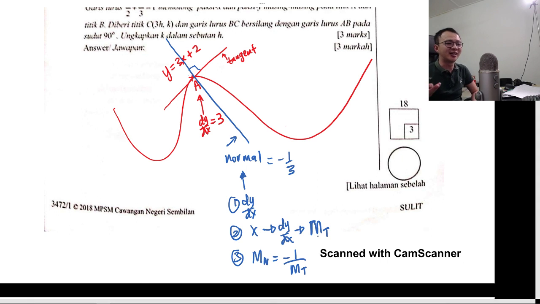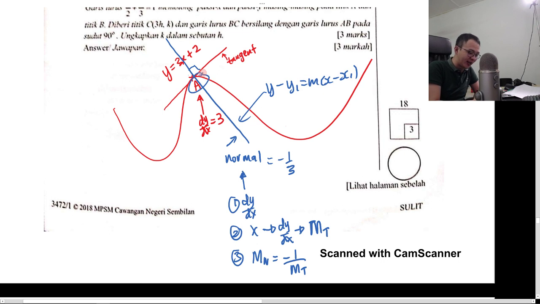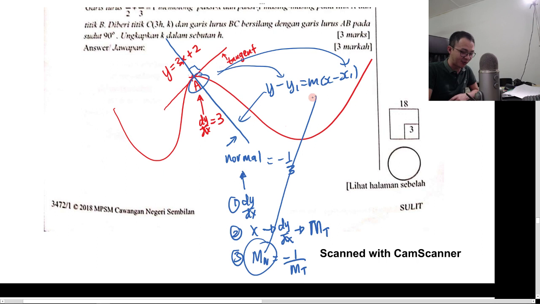But of course, in the exam, they will ask you to form the equation of normal. After you got the gradient of normal, you can easily form the equation of normal by using y - y1 = m(x - x1). Because you have the coordinate A, coordinate A will give you x and y to sub into x1 and y1. And you just found your gradient of normal, you can sub into here. Then you can easily form the equation already.